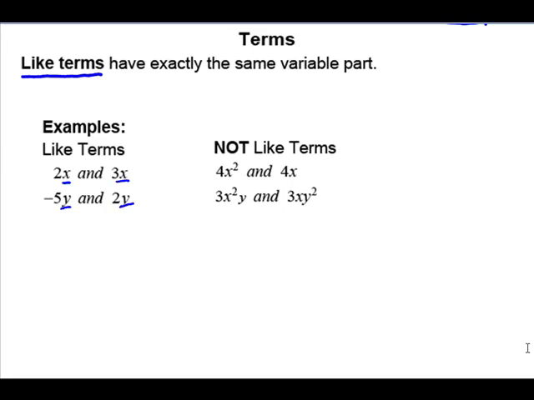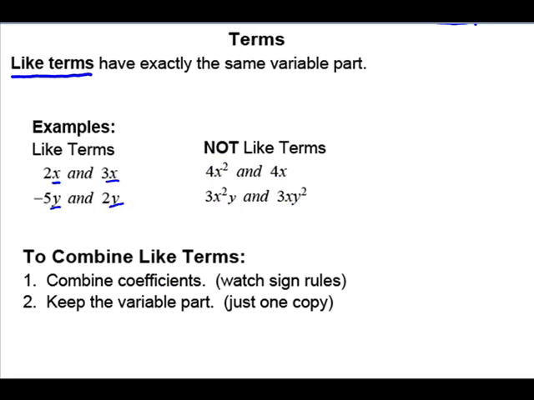Here are some terms that are not like terms. 4x squared and 4x, because 4x squared includes the 2 as part of the variable part, and this one is just x, so they are not identical. And the next one, 3x squared y and 3xy squared. Sometimes you have to just look really close, but these are not identical, so those are not like terms. The ones we care about are the ones that are like terms because they are the ones we can combine.